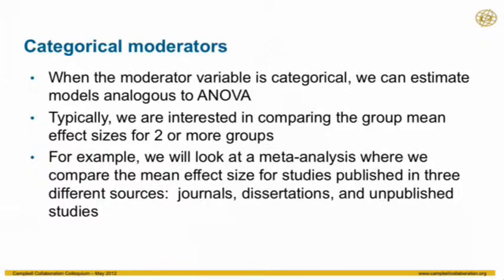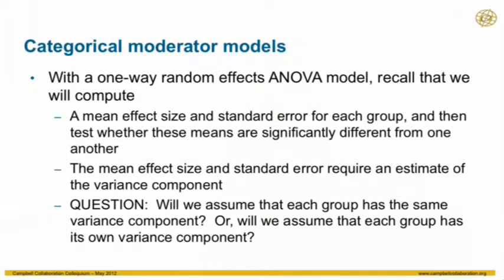All right, I said some of this already. The things that we're going to need for our analysis, we're going to need a mean effect and standard error for each of our groups. Then we're going to test whether the means are statistically significant from one another. The mean effect and the standard error require an estimate of the variance component. And this is going to be an area that takes a little bit more consideration compared to traditional ANOVA. And we have a couple of options here, and I'll talk about both of them in some detail.